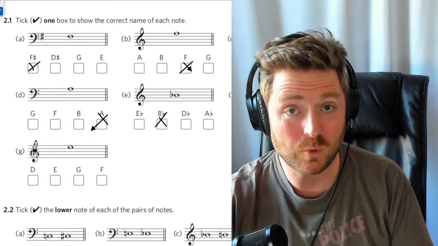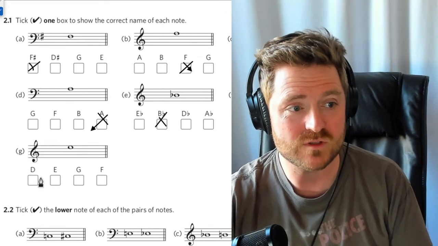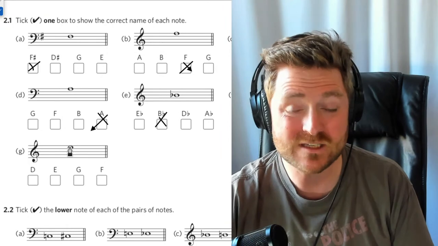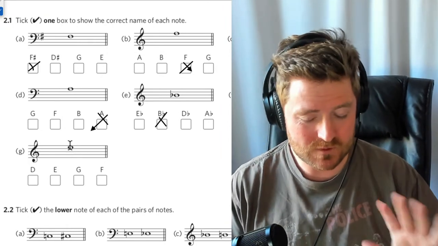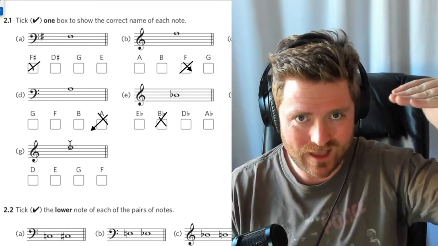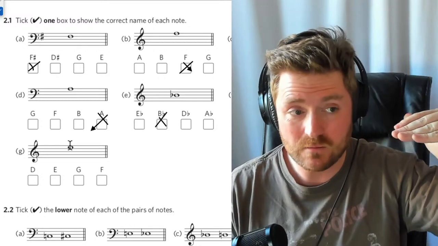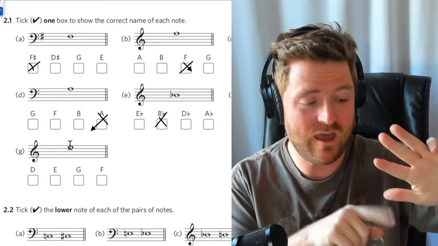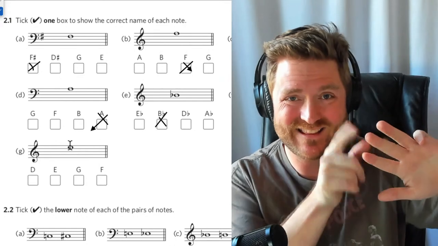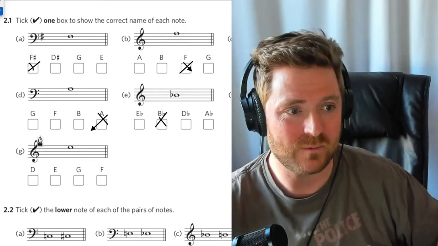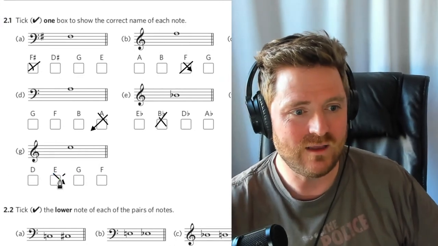Here we have the treble clef, and we have the options of D, E, G, and F. It's the top space, okay? It's the top space, not the top line. The top line is an F, so the note below that must be an E. F-A-C-E. That spells face from the bottom space up. So there we have an E.